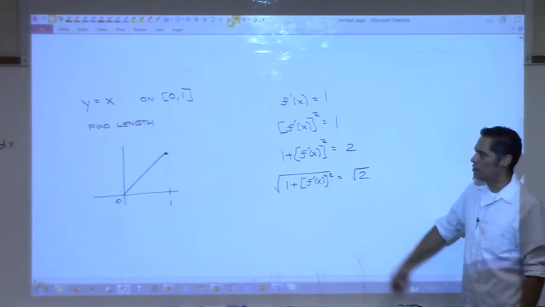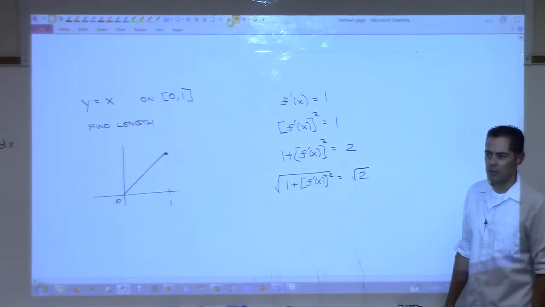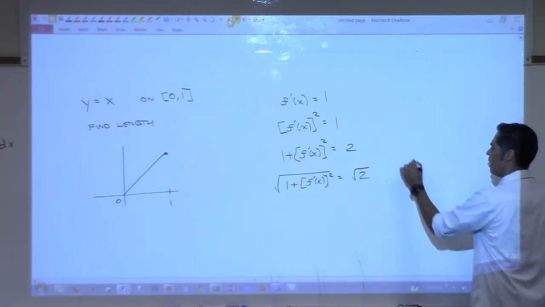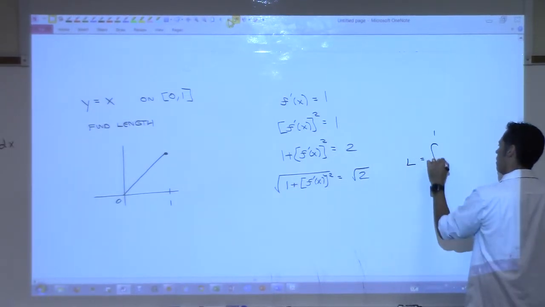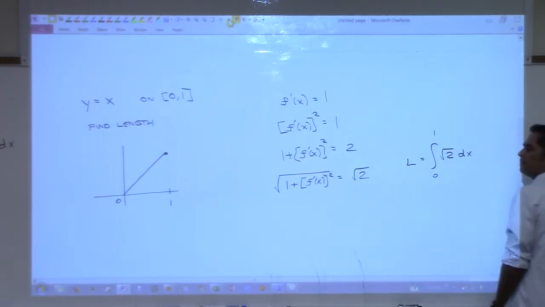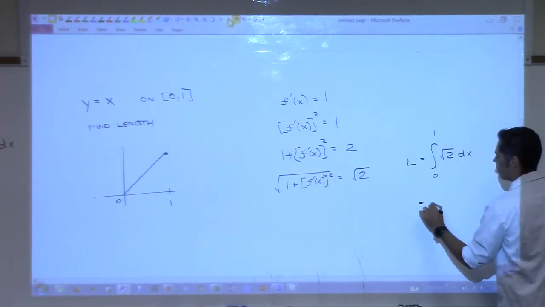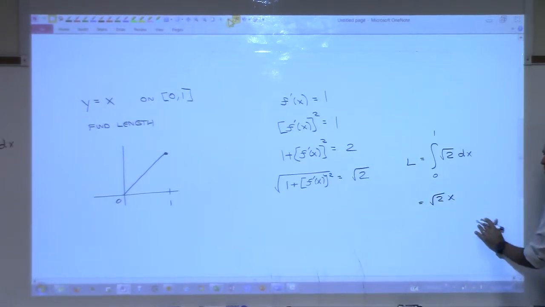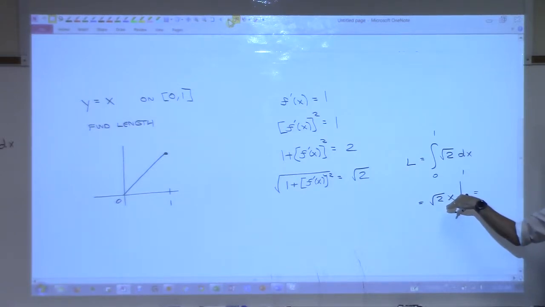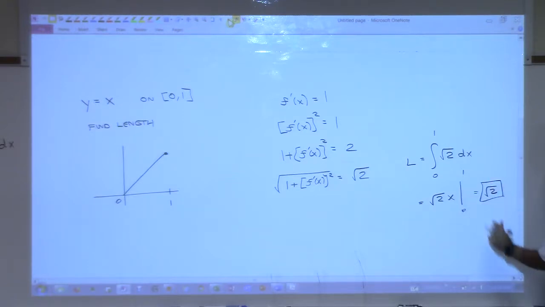All right, so I just need to integrate root 2, don't I? With respect to x from 0 to 1. So the length of this should be the integral from 0 to 1 of root 2 dx. That's a pretty easy antiderivative, yes? Because that's just a constant. So the antiderivative of that is just root 2 x, right? Evaluated from 0 to 1. Plug in 1, what do you get? Root 2. Plug in 0, what do you get? 0. Root 2 is the answer, and that matches up with what we already knew starting the problem. That's pretty straightforward, yes?